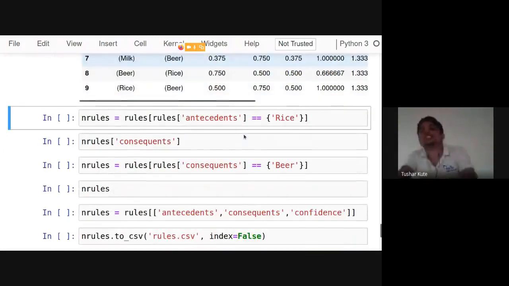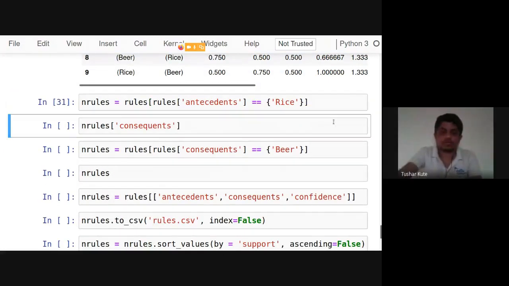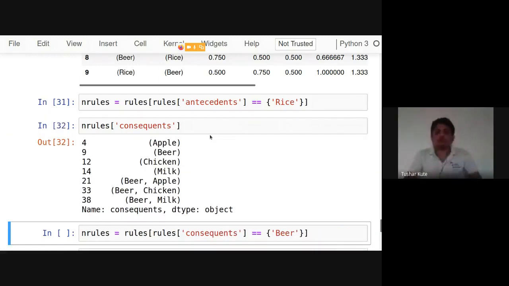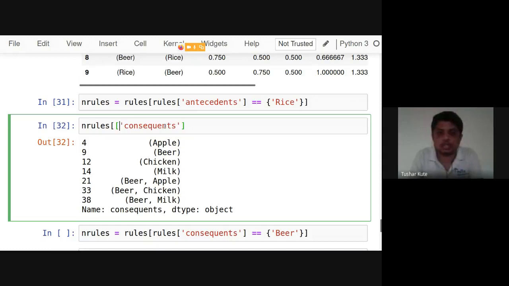Or one more, on antecedent side, I want rice. See, antecedent, if rice, then what? If I'm having rice, I can purchase apple also. Okay, yes, see this one. This is very interesting to see. Consequent and the confidence also, I'll write.